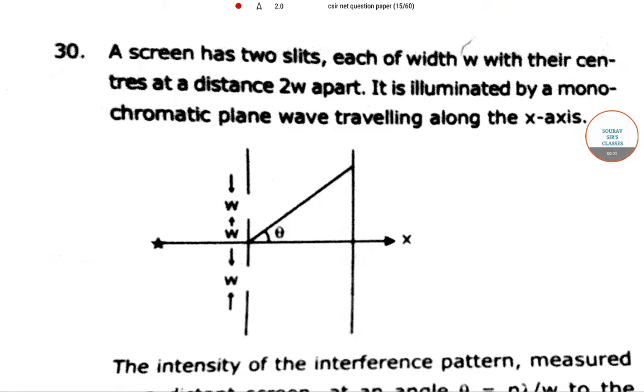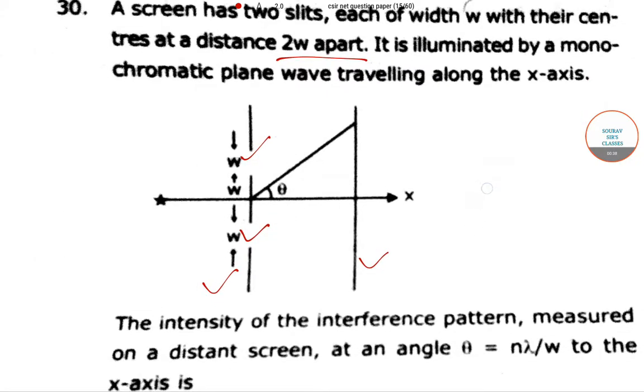Today's topic is a CSIR NET question. Here, a screen has two slits, each of width W, with their centers at a distance 2W apart. It is illuminated by a monochromatic plane wave traveling along the x-axis.